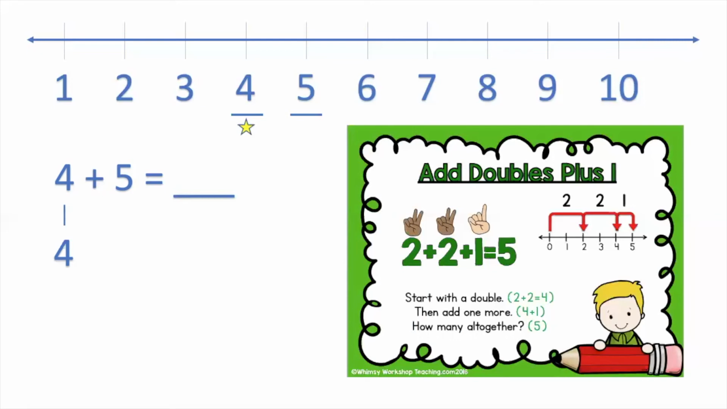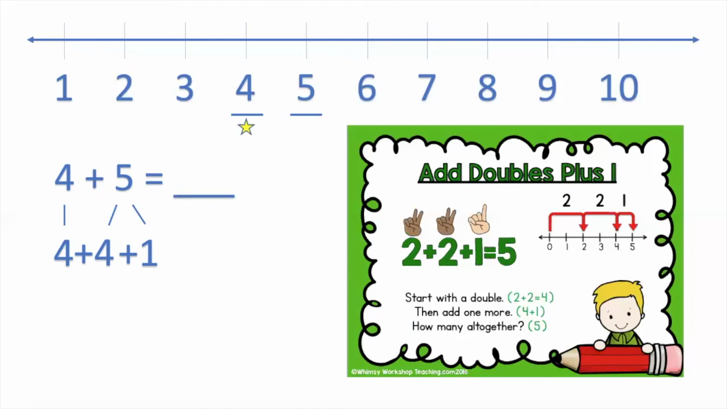Now break down the larger number. The larger number is 5. What do we break it down into? That's right, the double plus 1. So 4 plus 1. Now our number sentence says 4 plus 4 plus 1.